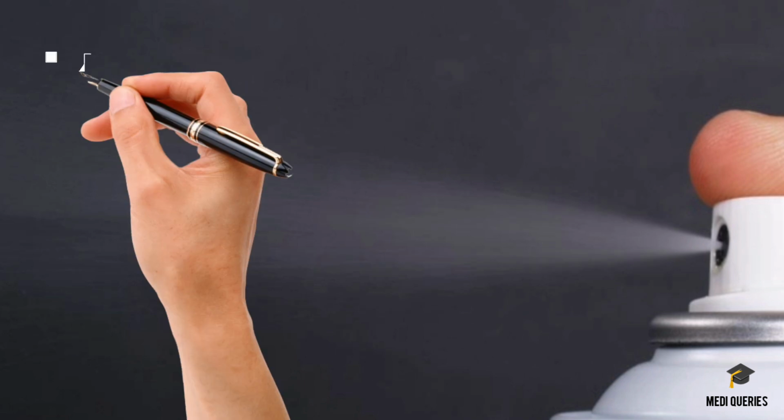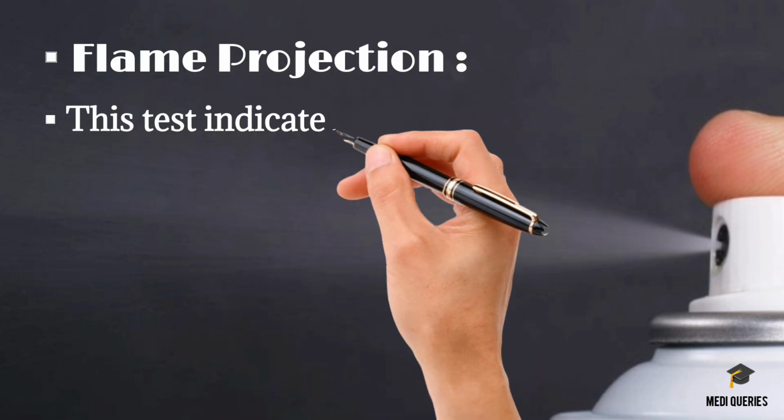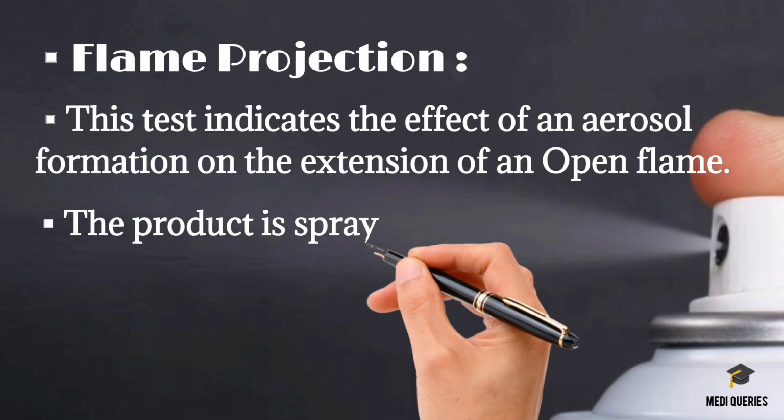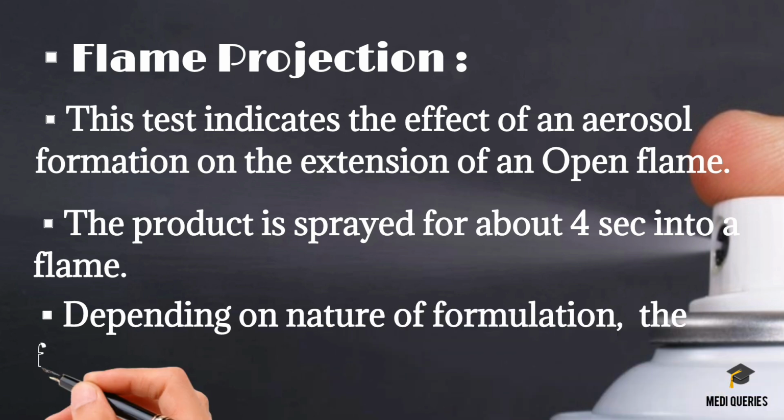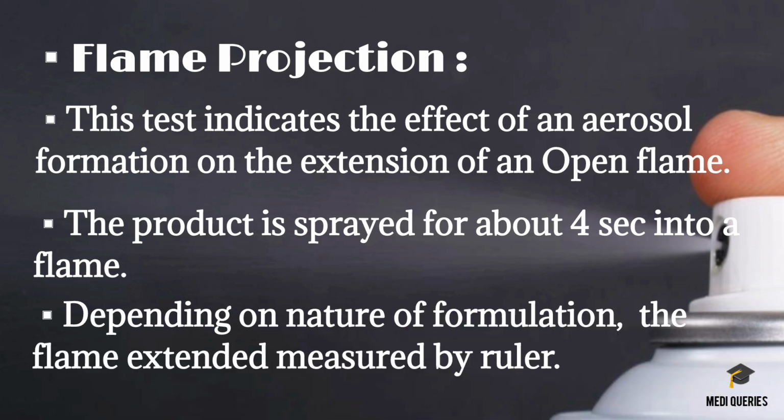And the next test is the flame projection test. This test indicates the effect of an aerosol formulation on the extinction of an open flame. The product is sprayed for about 4 seconds into a flame. Depending on the nature of the formulation, the flame is extended, the exact length being measured with a ruler. So it is nothing but spraying the aerosol product over the flame and then measuring the length of the extended flame simply using a ruler. This is a manual method.